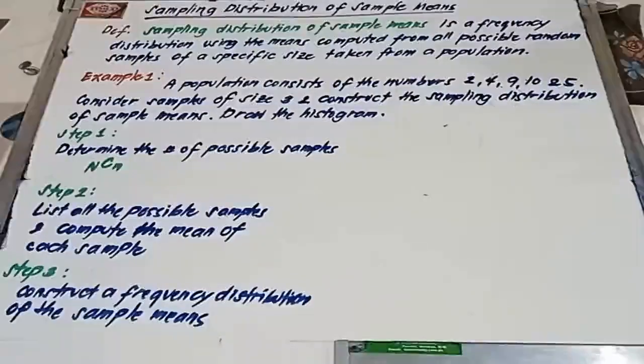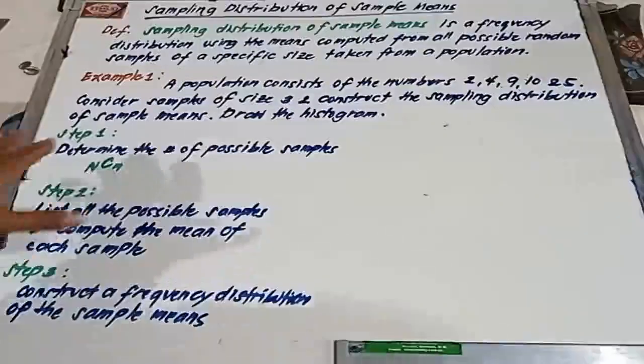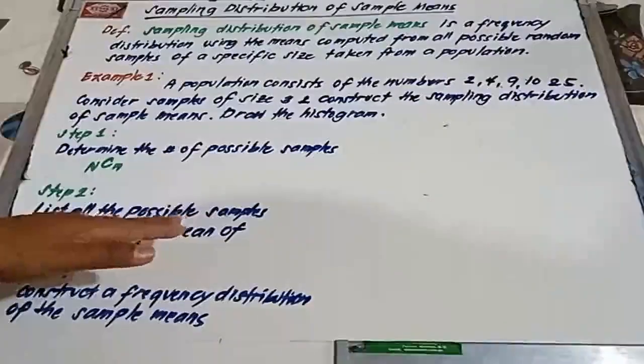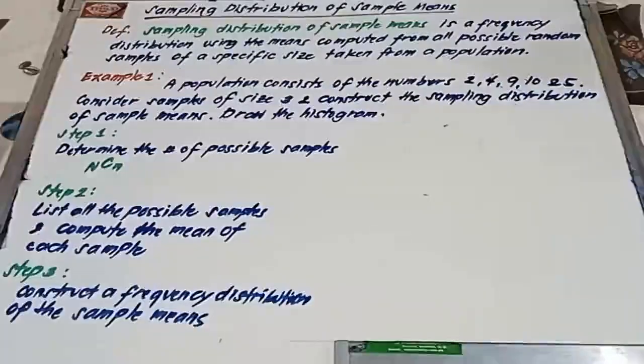Now, I have your example number 1 and the steps to be followed in constructing sampling distribution of sample means. It says a population consists of the numbers 2, 4, 9, 10, and 5. So ito yung population. Okay? Consider samples of size 3 and construct the sampling distribution of sample means.